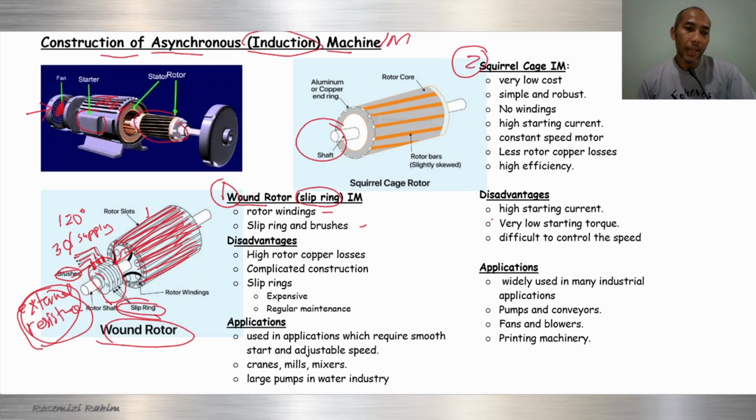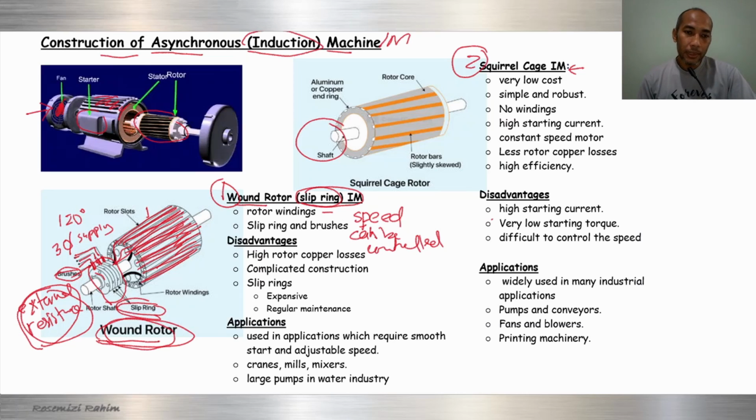The starting torque is high compared to the squirrel cage, where the starting torque is low. The starting torque for the wound rotor is high and can also be controlled. That's the advantage of the wound rotor. Also, when we can control the starting torque, we can control the speed. Speed can be controlled. This is the advantage of the wound rotor or slip ring induction machine.